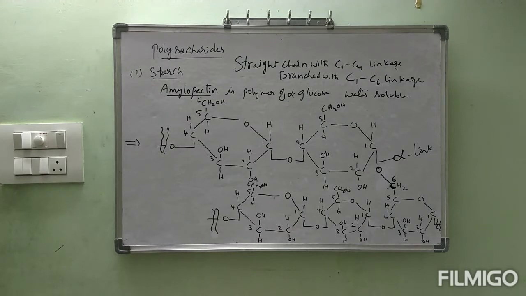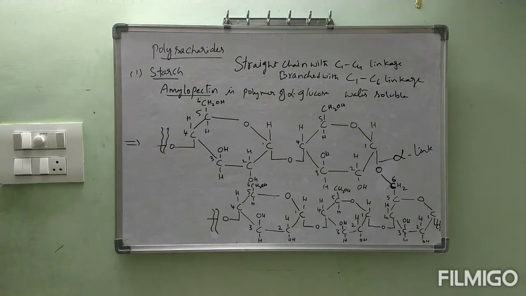I hope you are clear. Very simple. C1 of the above chain and C6 of the below chain are involved in glycosidic linkage. Okay. Then it is closed. Continuation. The above chain is continued. The below chain is also continued.